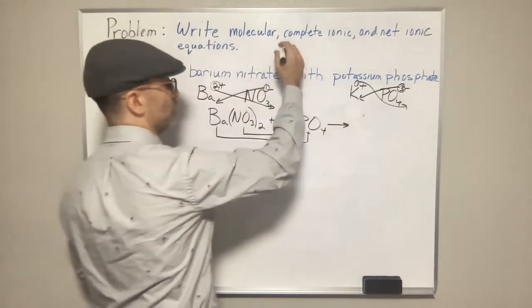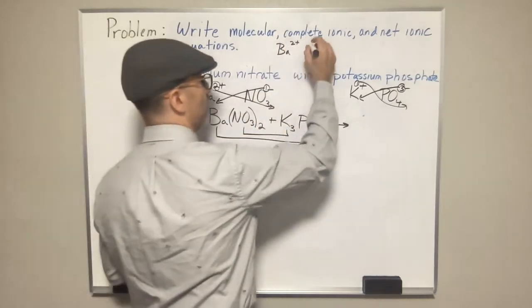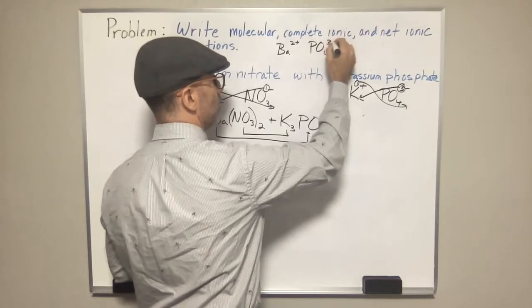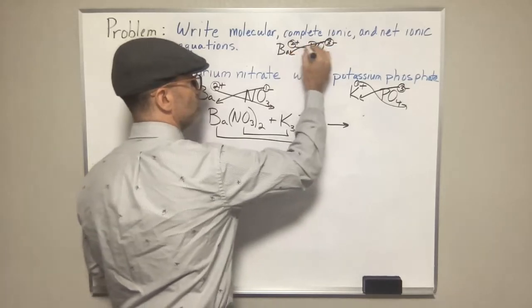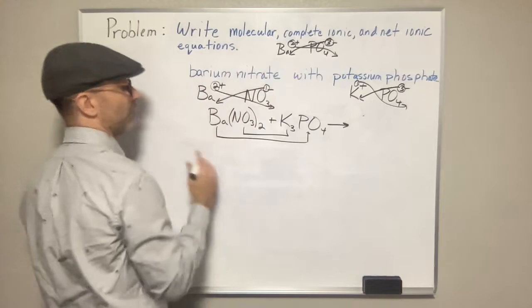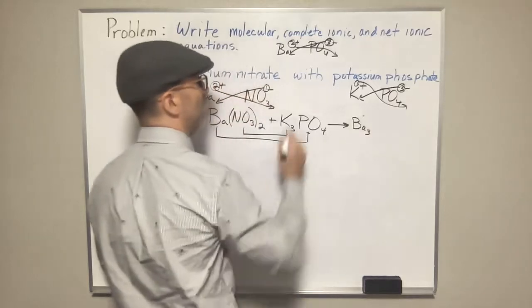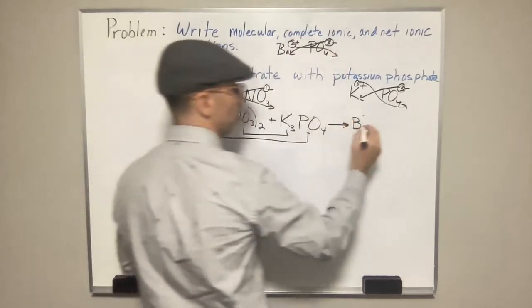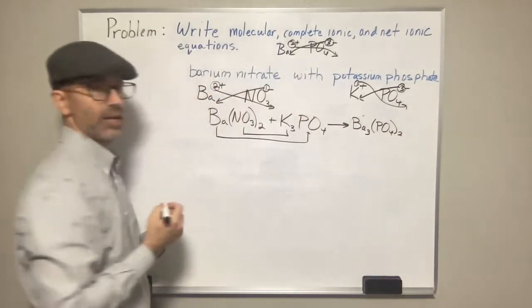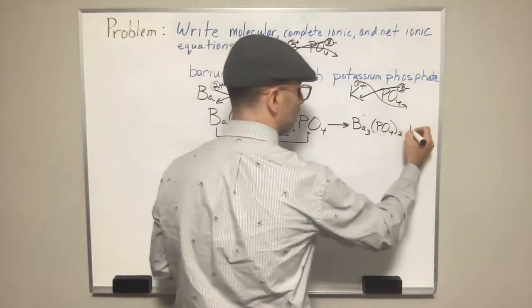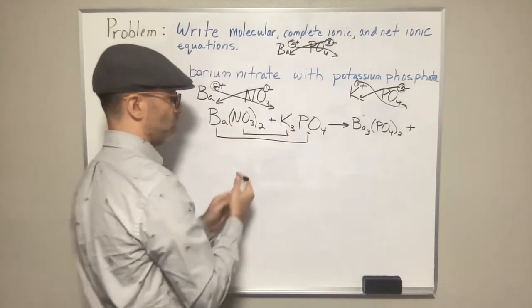So again, you could do the crisscross method. Barium has a 2+, and phosphate has a 3-. So the 3 would go down here, the 2 would go down there, and then we would write our formula. That would be Ba, barium 3, and then our phosphate we would have 2, so we're going to need parentheses: PO4, 2 on the outside. So that's one product, plus our second product, where nitrate and potassium go together.